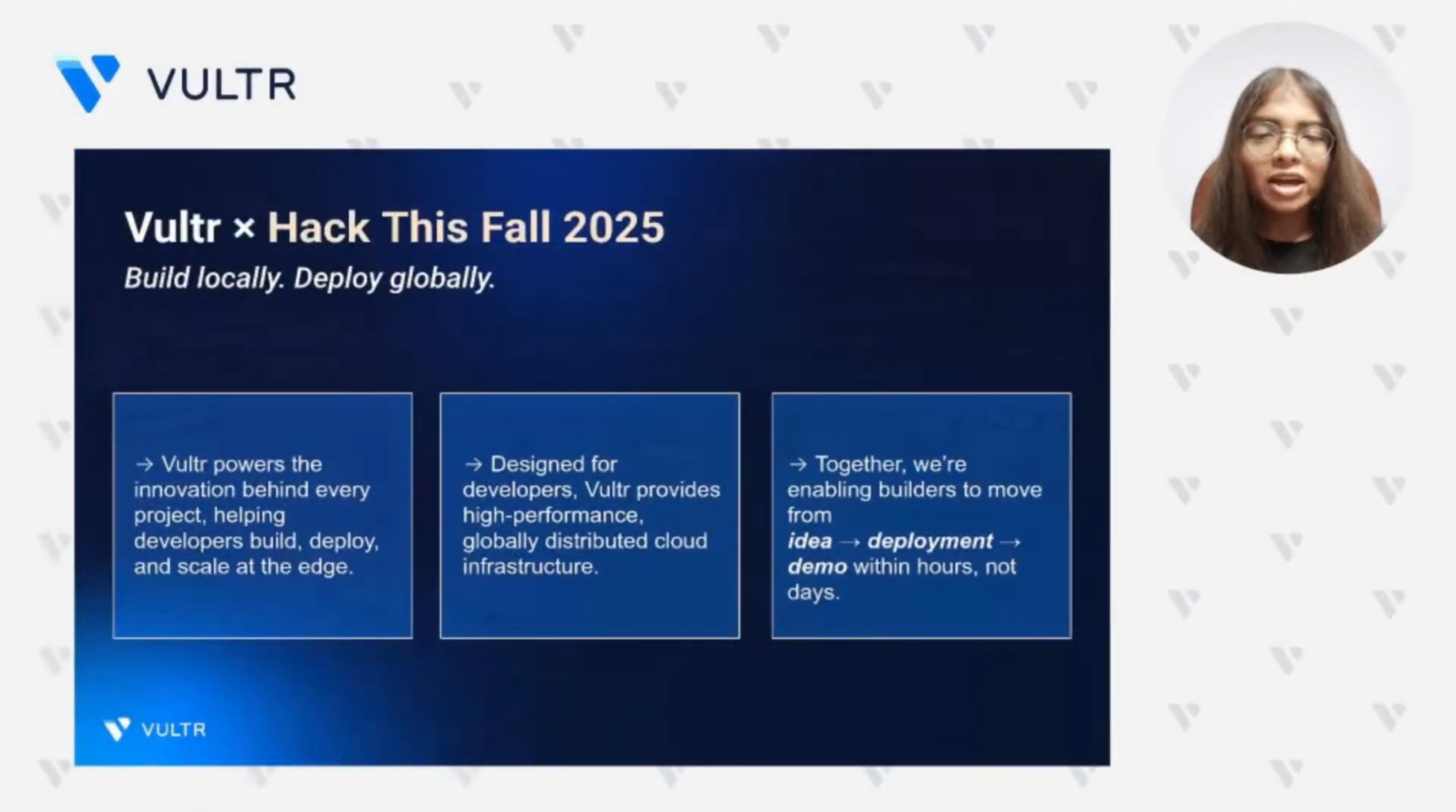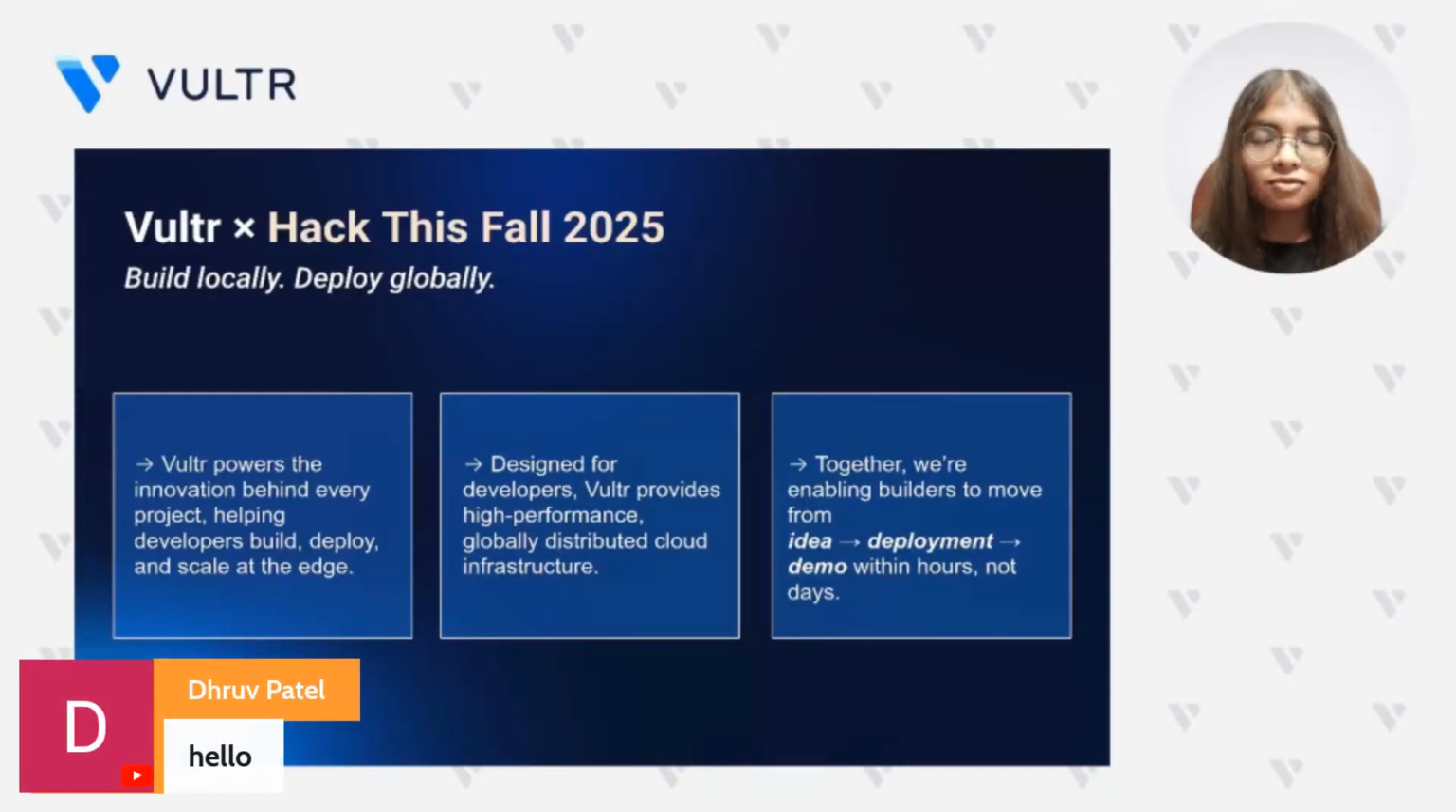Now, let's talk about why we are here today. Our mission has always been to make high performance cloud infrastructure accessible to every builder. And for a fact, we know there are a few key things that matter a lot to developers. Speed, so you can deploy your ideas instantly. Simplicity and reliability, so you can spend more time building and less time managing infrastructure. Scalability, so your projects can grow without friction and vendor lock-in. And most importantly, cost effectiveness, so your innovation is not limited by your budget. And that's exactly what Vultr delivers.